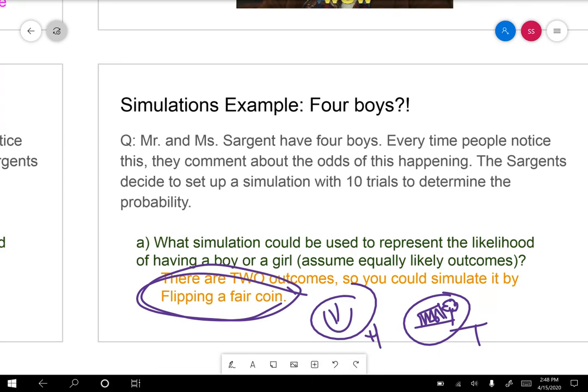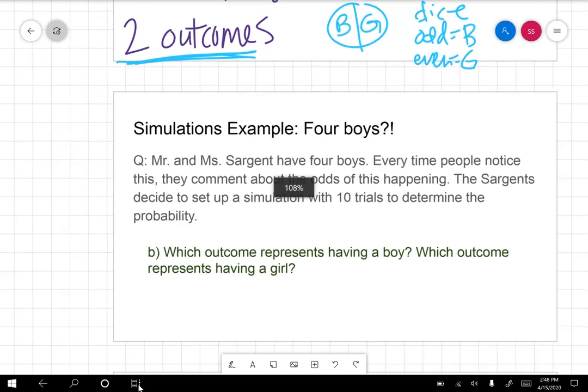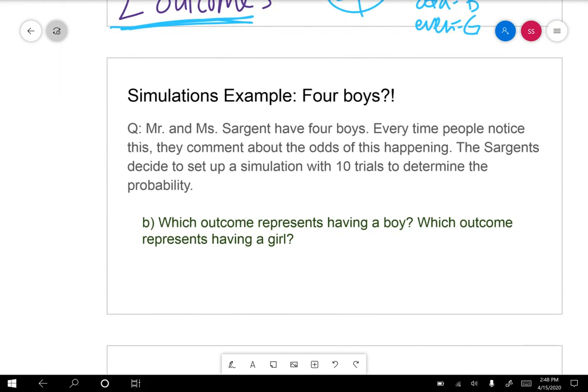The next question then would be, which outcome represents having a boy and which represents having a girl? It's important to decide this beforehand. We can't just run our experiment and say, oh, well, it landed on heads and I really want to have a boy, so I'm going to use tails for boys. You have to decide ahead of time.